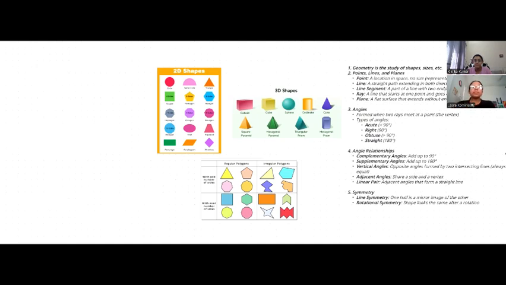But any 2D shape with four sides, you can call a quadrilateral. So squares, rectangles, parallelograms, rhombuses, all of these are quadrilaterals because they have four sides. And if you have five sides, it's a pentagon.